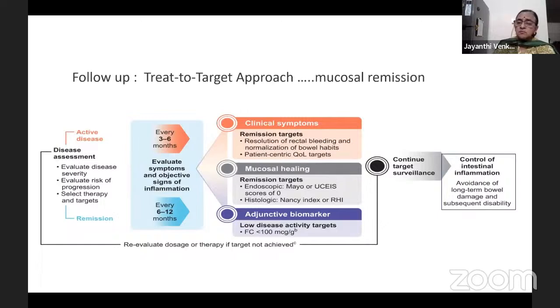So ultimately, the aim of medical management of patients with ulcerative colitis is to obtain a mucosal remission. If the patient has active disease, surveillance should be done at 3 to 6 month intervals. If it is in remission, it is at 6 to 12 months. What we're looking for are remission targets: normalization of the clinical presentation, and mucosal healing with endoscopic scores and adjunctive biomarkers such as fecal calprotectin, so that we are able to achieve complete mucosal healing in patients with ulcerative colitis.